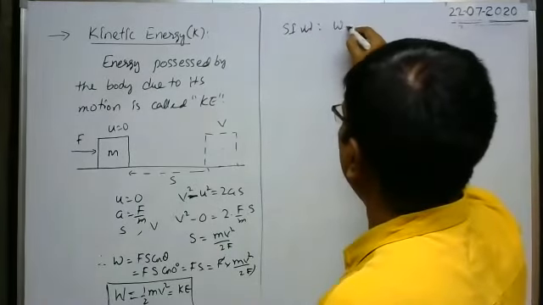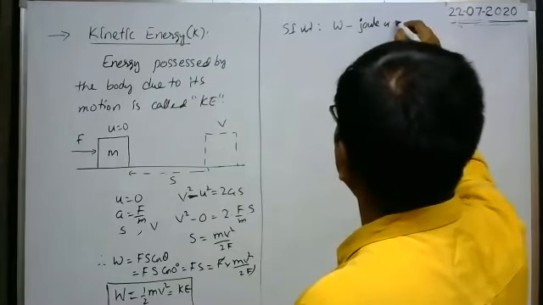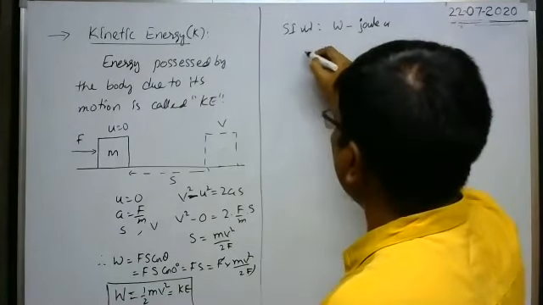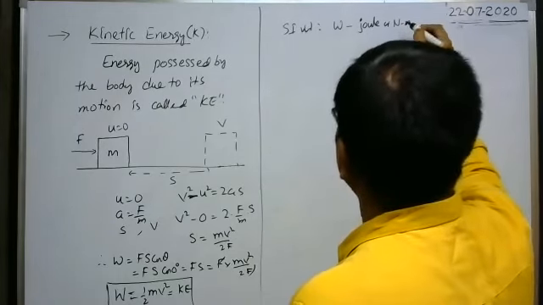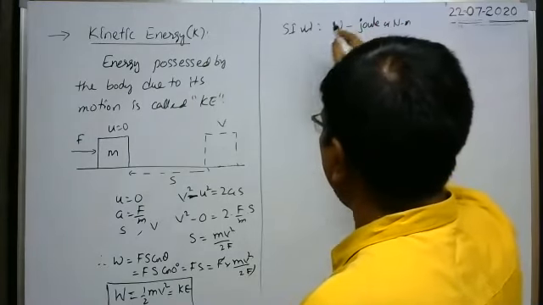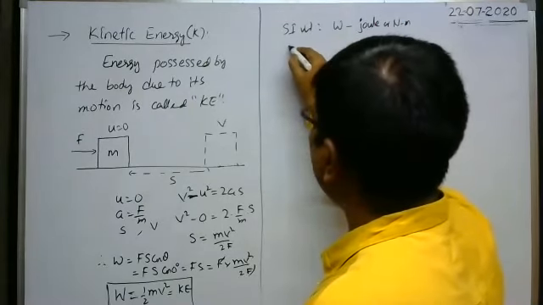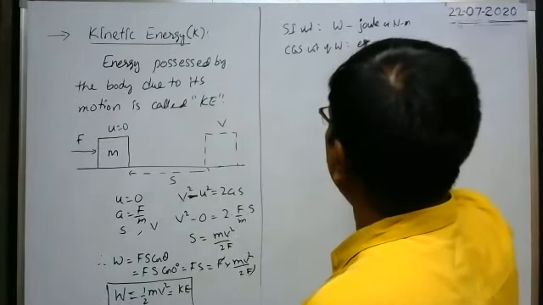SI unit of work: joule, or Newton meter, because work done is equal to force into displacement. Force means Newton, displacement means meter. That is in the SI system. In the CGS system, the unit of work is erg.